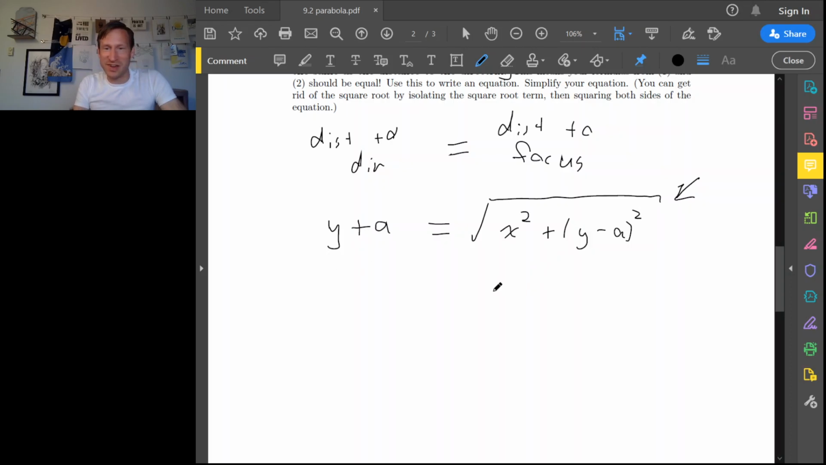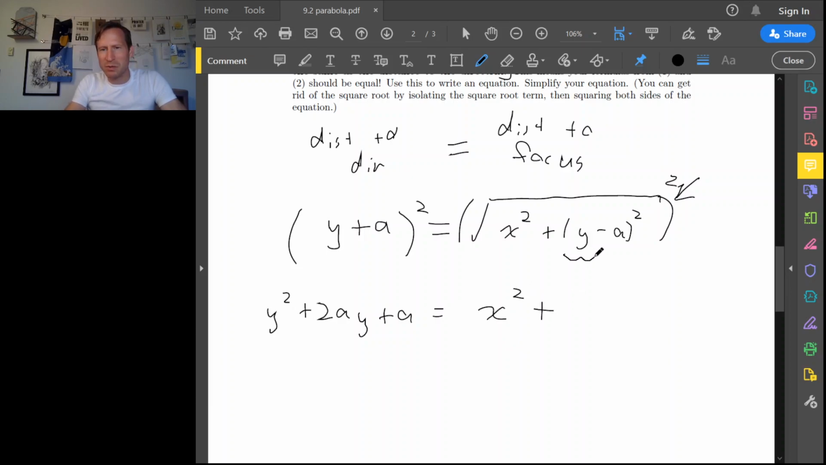Okay, so let's simplify this. I guess the main thing to do is get rid of that square root. So let's square both sides. On the left-hand side, we get y squared plus 2ay plus a squared. And on the right-hand side, the square just undoes the square root, so we get x squared plus, while we're at it, why don't we multiply out this squaring? That's going to give us y squared minus 2ay plus a squared. And I've missed a squared on this a here. That should be a squared.